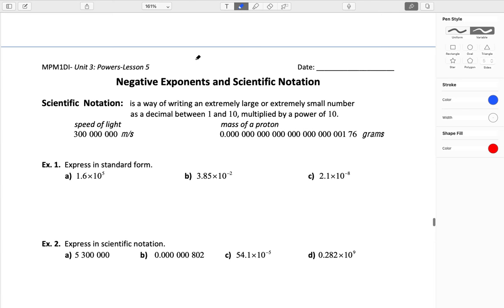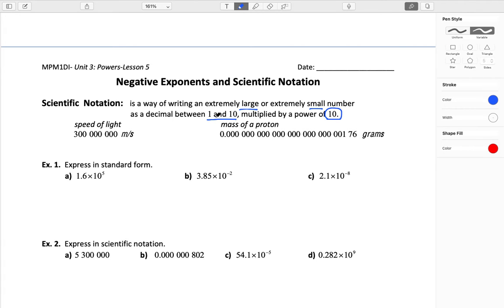We are working on lesson number 5 and 6. So first, let's get started with understanding the negative exponent and how to use or write in scientific notation. Now, scientific notation is a way of writing an extremely large or extremely small number in a simplified version. You are writing a decimal between 1 and 10, and you are multiplying by a power of 10.